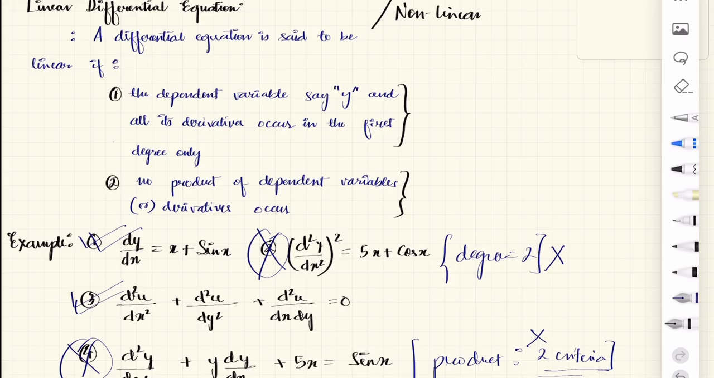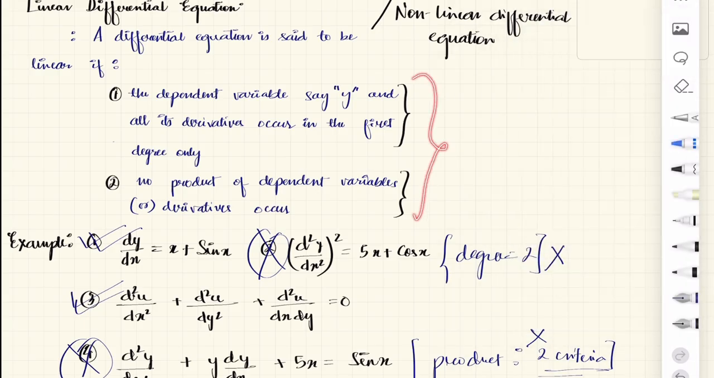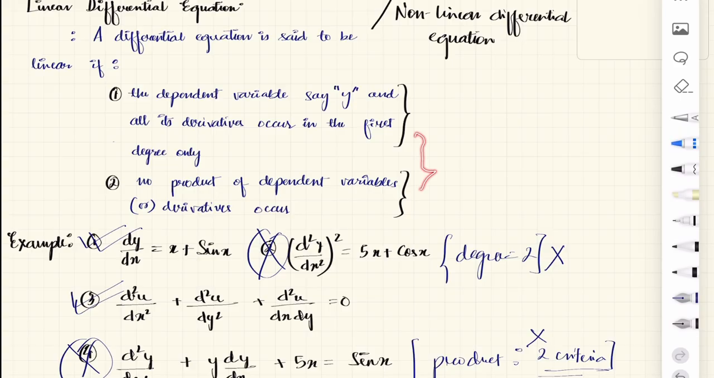non-linear differential equations? So you can conclude very easily. When we check any differential equation against all these criteria, and any of the criteria is not valid, then we can say it is a non-linear differential equation. So that is the opposite. That is the difference between a linear differential equation and a non-linear differential equation.